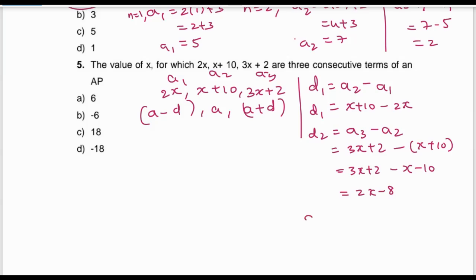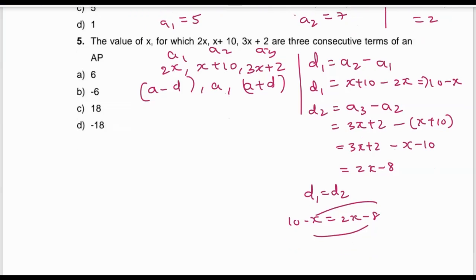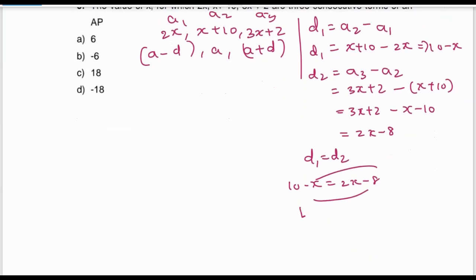So now we know that the common difference will be the same in the AP. So d1 is equal to d2. Here d1 will be 10 minus x. So it will be 10 minus x equals 2x minus 8. So this x goes here and 8 comes here, to become 18 equals 3x. So x will be 18 by 3. So x will be 6. So the value is 6.